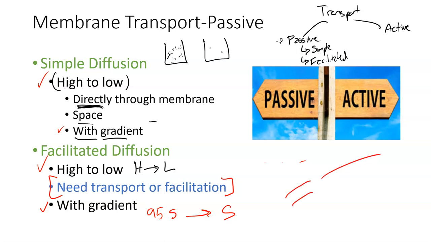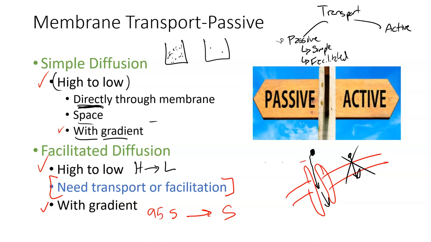An example would be if you have a membrane that, for instance, has maybe a channel through it, right? So some type of protein that's going to be like a little hallway, maybe that ion that's using facilitated diffusion needs some type of facilitation or help to get through the membrane. It cannot go directly through the membrane like simple diffusion. It needs some type of help to be able to go through the membrane.